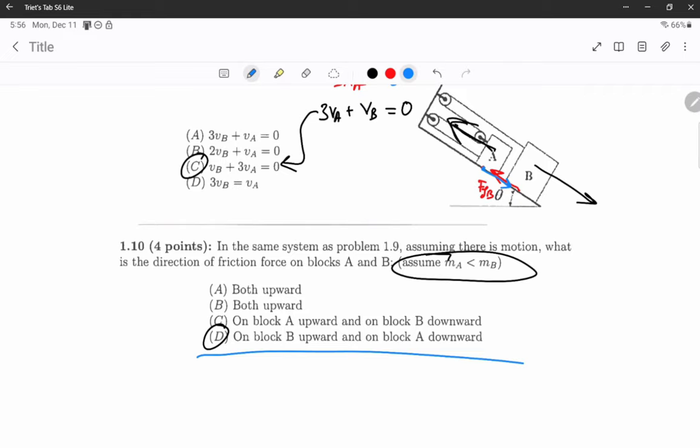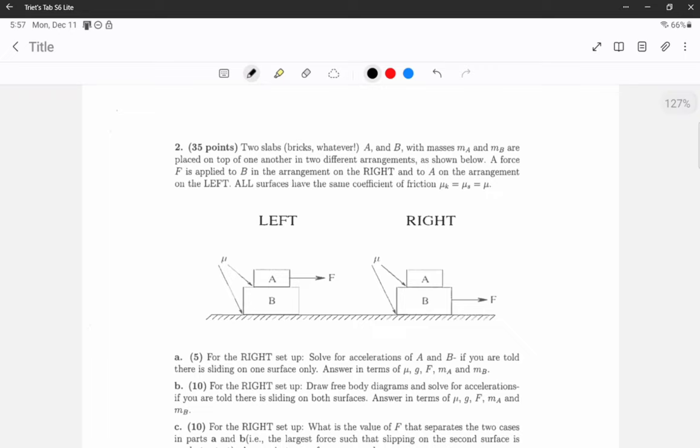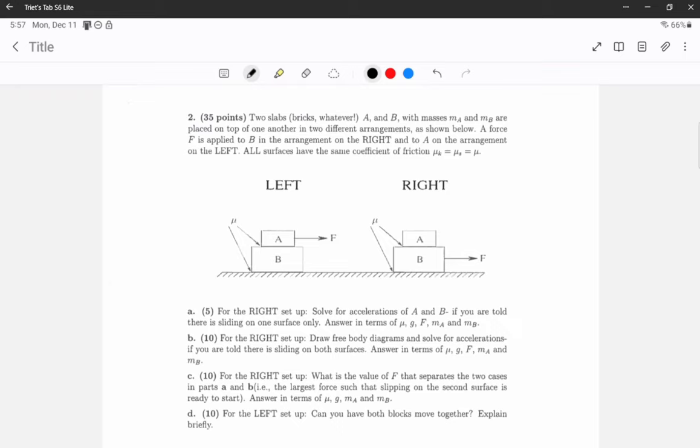Yeah, we finished the multiple choice. Here we have the free response. And this is the problem. Feel free to pause the video and do it on your own. But here we have blocks A and B.